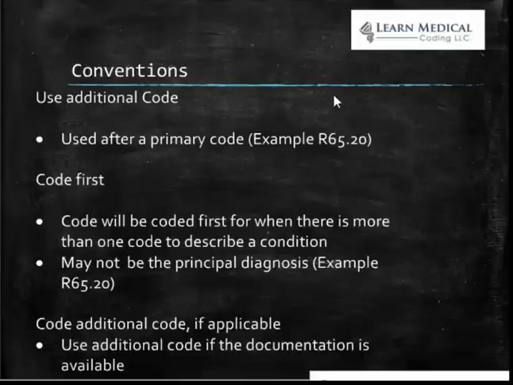You also have the option to code an additional code if applicable. What that means is if the documentation is available for you to code an additional code, you would code that additional code. An example would be if a patient was obese and the documentation actually gave you the patient's body mass index. You would code the obesity code along with the body mass index. But if the body mass index information was not available, you would not have to code the body mass index separately. You'll be okay with just coding the obesity by itself.